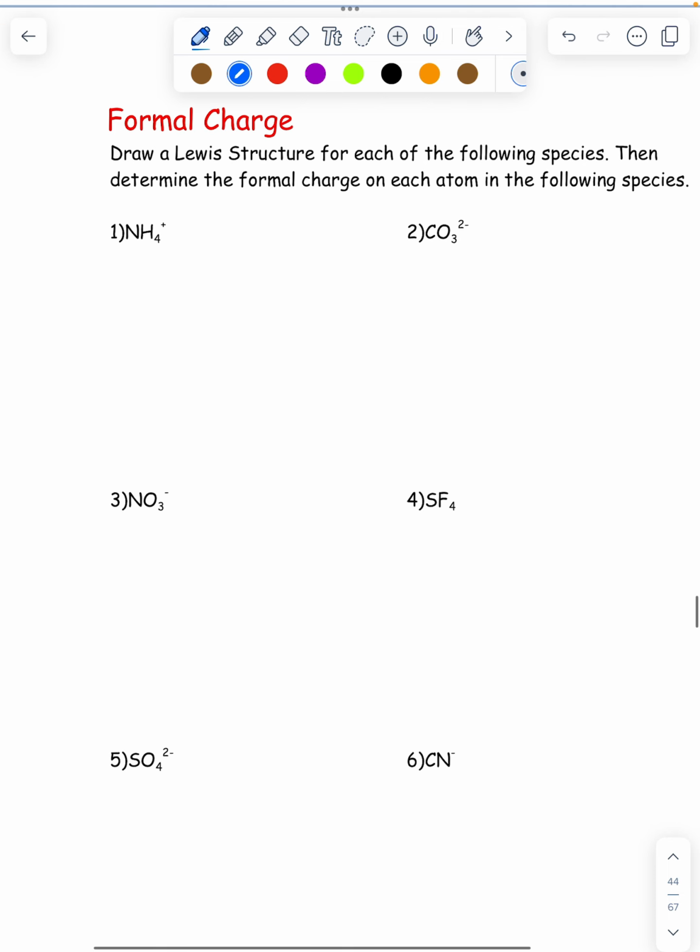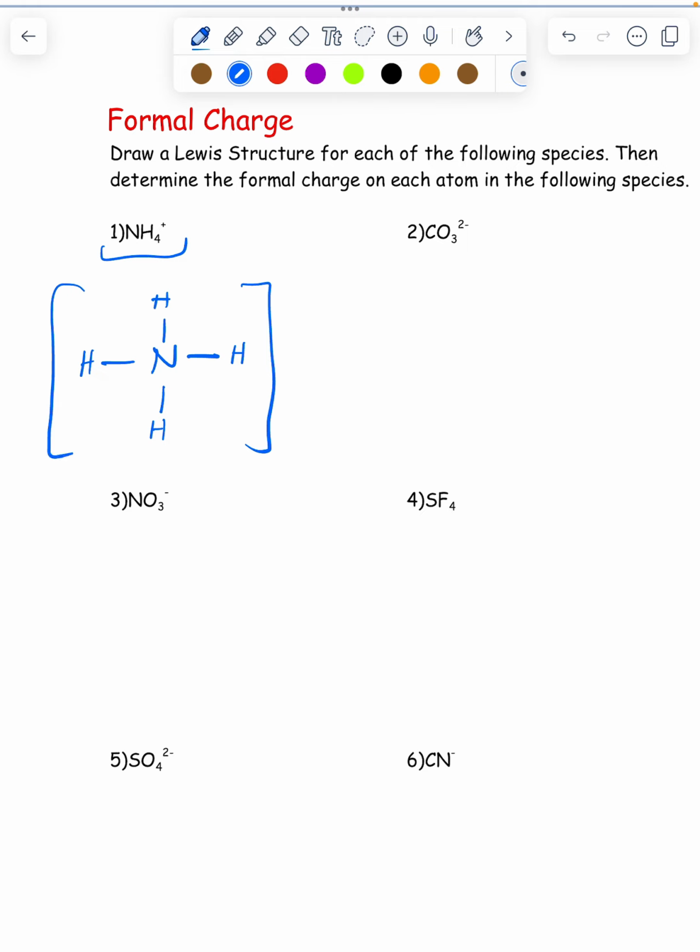All right, let me show you a couple here just so we see. We've got NH4, we've got ammonium. We should be able to draw ammonium pretty quickly like this. Now in formal charge, there are no lone pairs in this example, so we're just going to take every bonding pair and split it up as though it were two separate electrons, and one electron belongs to each atom.